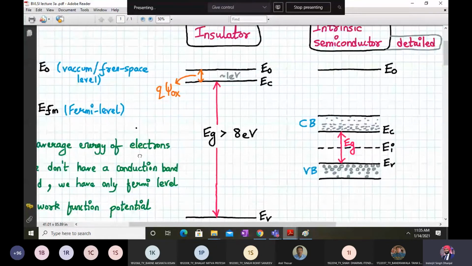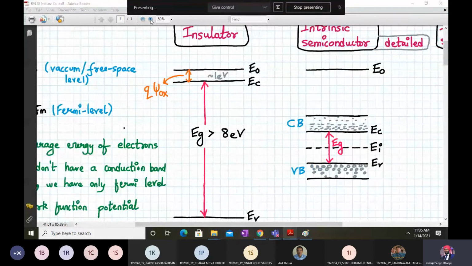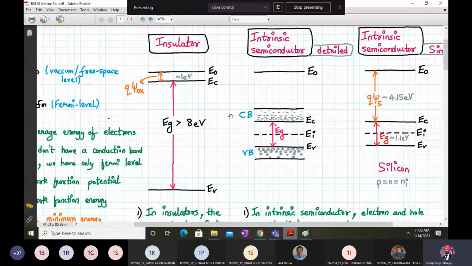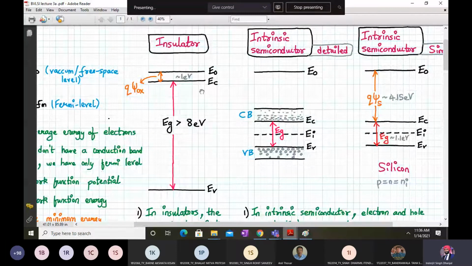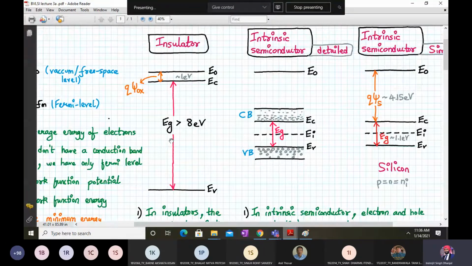Now let's go into the energy band diagram for insulator. So this is my energy band diagram for an insulator. As you can see, in an insulator we have a conduction band and a valence band, but the distance between the conduction band and the valence band, the energy difference, is too much. So the band gap energy, which is represented by Eg, has a value greater than 8 electron volt for an insulator. So the energy band gap is the largest in case of insulators.